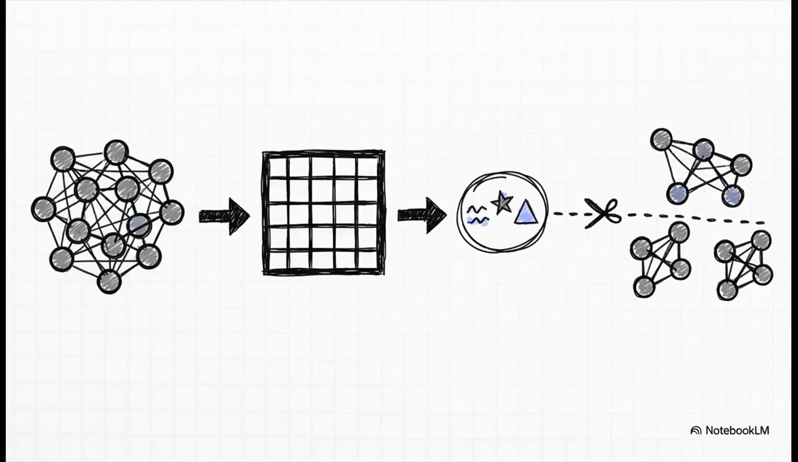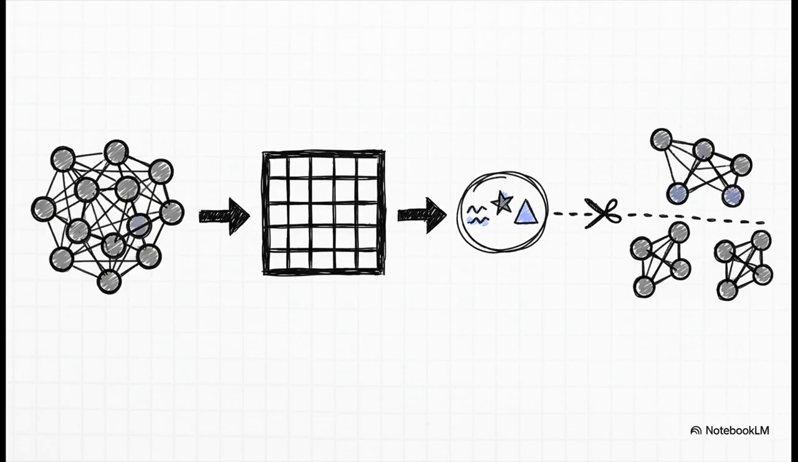And Louvain is just one way to do it. There are other incredibly powerful techniques like spectral clustering that get even deeper into the math. They analyze the fundamental mathematical properties of the entire network's matrix to find its natural fault lines. The perfect places to slice it into distinct, coherent communities.